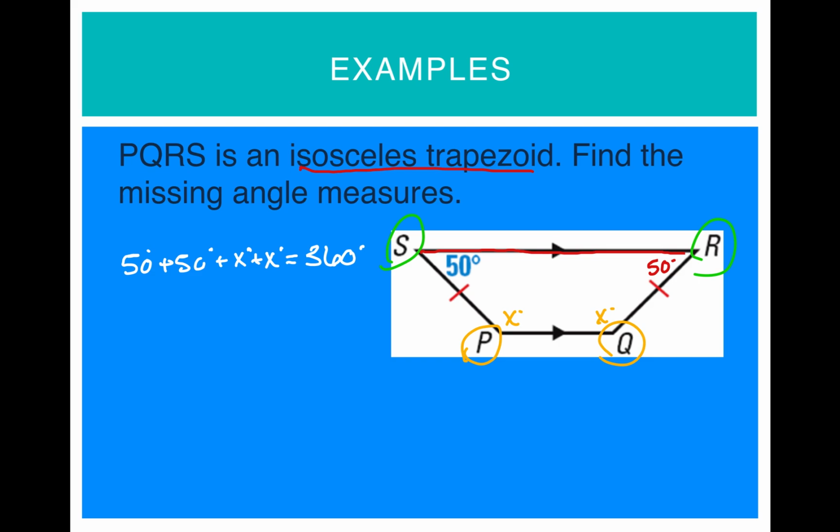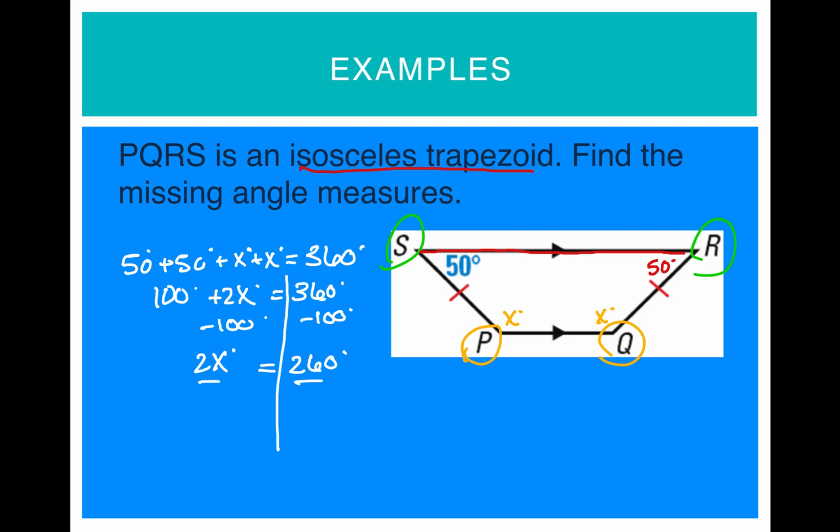Now if I combine like terms, 50 plus 50 is 100 degrees, plus I have two x's, that's 2 times x degrees, and that has to be 360. Now I just get to solve for x. If I subtract 100 on both sides, I'm left with 2 times x degrees equals 260. Divide by 2 on both sides. I'm left with x degrees equals 130.